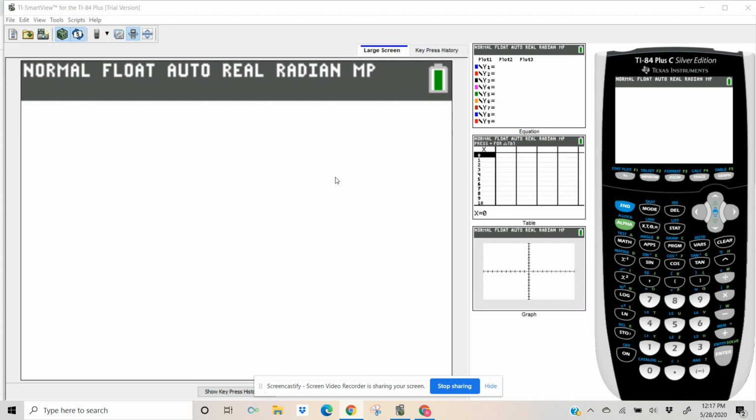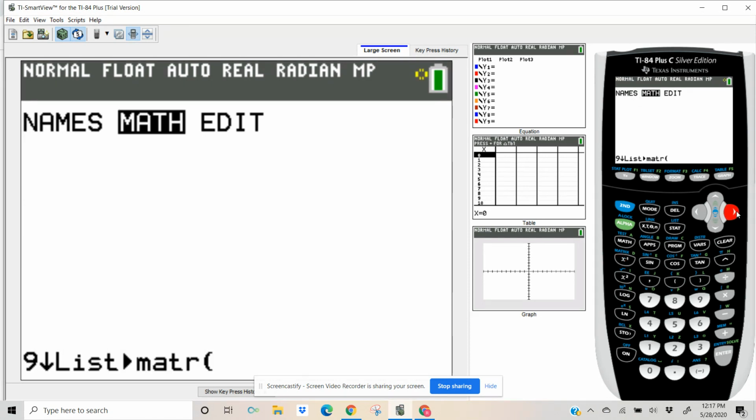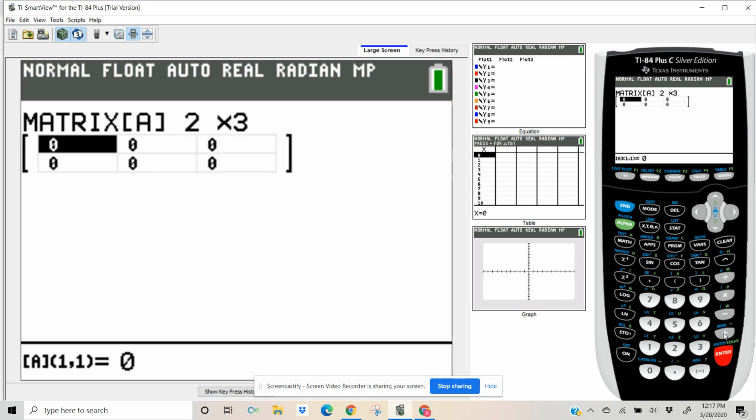To do these, we actually have to use matrix. So notice the word matrix is in blue, and we're going to edit matrix A. Now, let's assume it's a 2 by 3 matrix. 2 is the number of columns, and 3 is the number of rows. So rows are down, columns across.